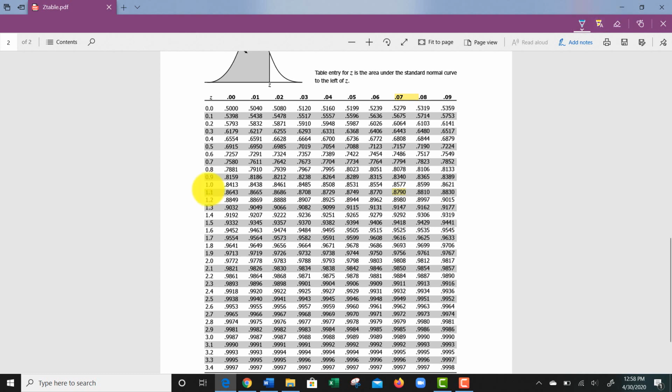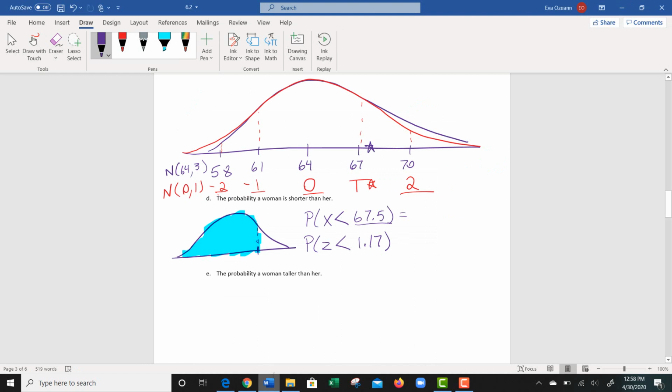So what you do is you find the whole number and the tenths digit, then you find the hundredths digit, and then you find where they intersect on the chart, and that's going to give you your probability. Remember, these numbers in the rows and columns are your z-scores, but the numbers in the center are probabilities. So our probability that somebody is shorter than her is going to be 0.8790.